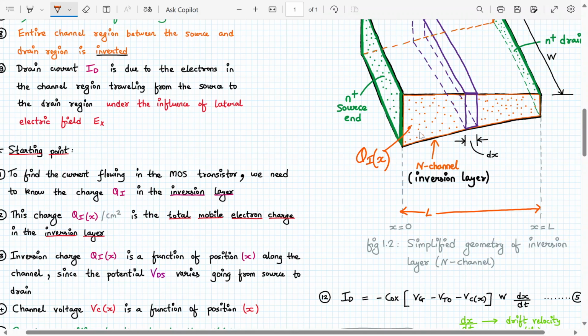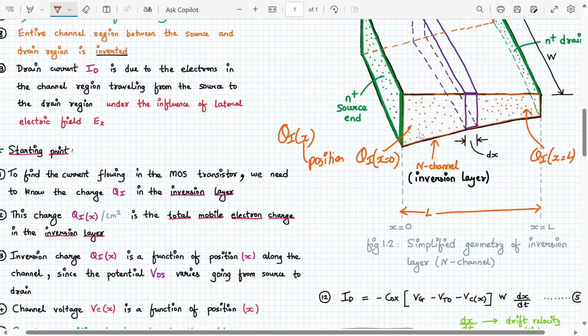Is it a function of distance x? So this Qi charge is different here and different here. Is it yes or no? So Qi over here, is it different? Yes, it is different. So Qi at x equal to 0 and Qi at x equal to L is different. That means Qi is a function of x. It's a function of position. So x is my position along the channel.